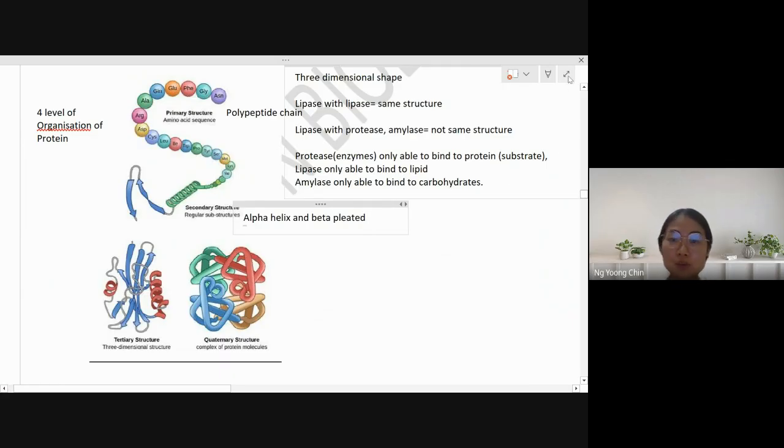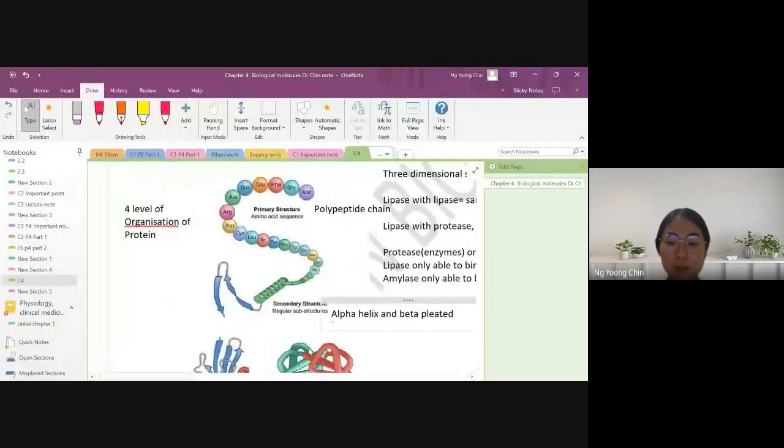Okay, maybe I show you some photo. Wait for me a moment. Alpha helix and beta pleat. I hope you understand that learning about this protein or enzyme biology is very, very important and also very interesting because it's very realistic.